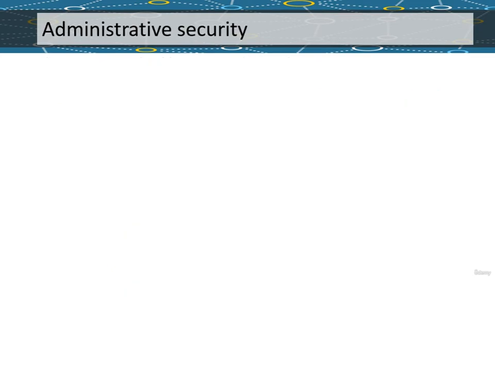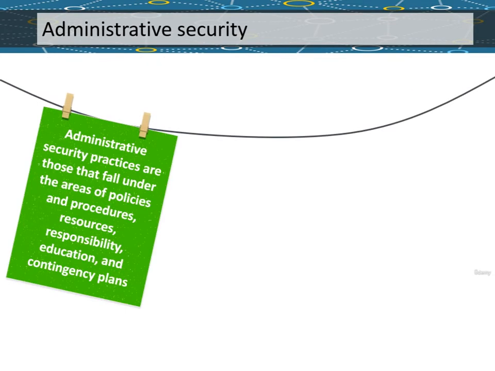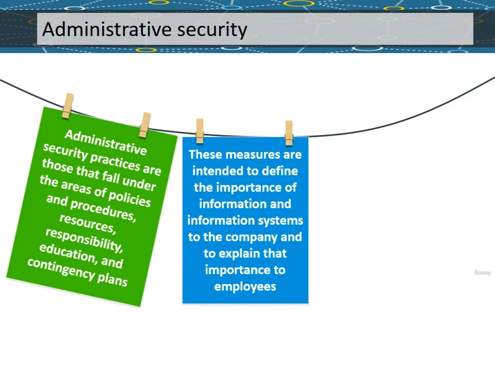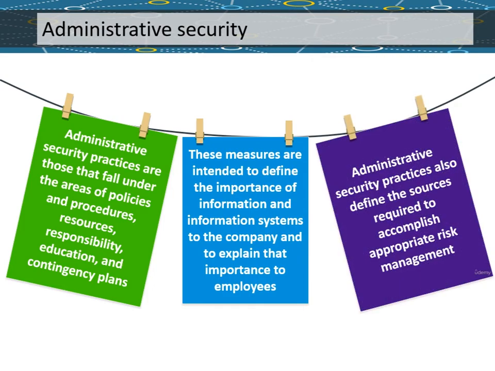Now, let's take a look at administrative security. Administrative security practices are those that fall under the areas of policies and procedures, resources, responsibility, education, and contingency plans. These measures are intended to define the importance of information and information systems to the company and to explain that importance to the employees. Administrative security practices also define the resources required to accomplish appropriate risk management.